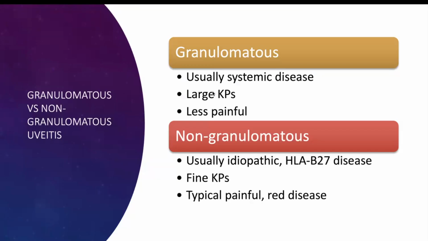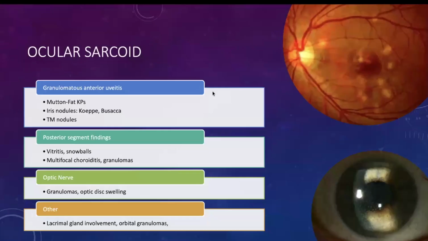This is your typical non-granulomatous disease, and that tends to be more ocular. Whereas granulomatous disease tends to be more to do with a systemic problem, with things like large KPs. So that's just a quick comment on how to differentiate between these two clinically, which is important because it will give you a different set of differentials.